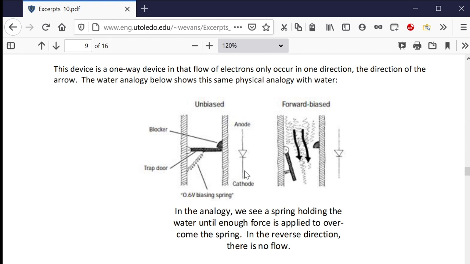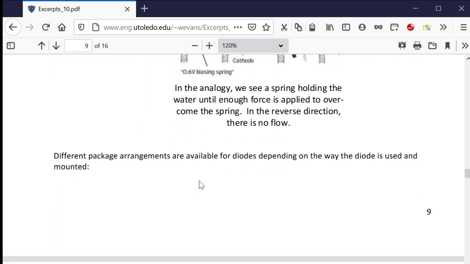So basically, this way is with no flow. This is the way with flow. But basically, here's the picture of you're setting this blocking thing up so that it can't go the other way, but it can go this way. The water flow can only go in one direction.